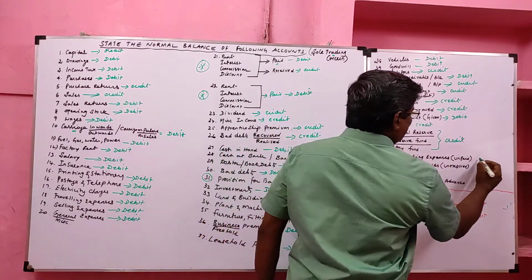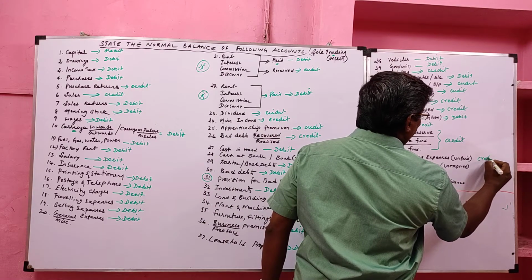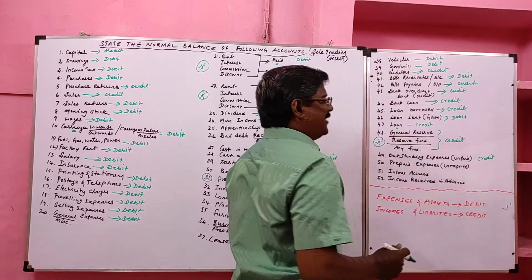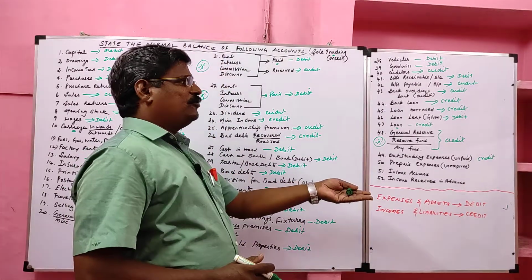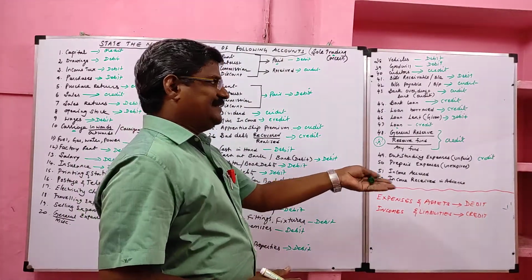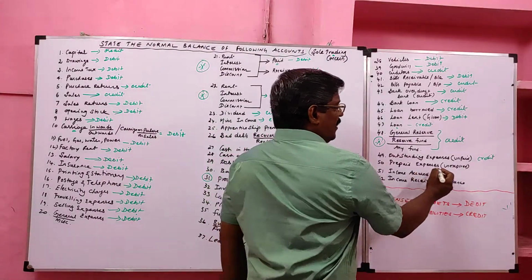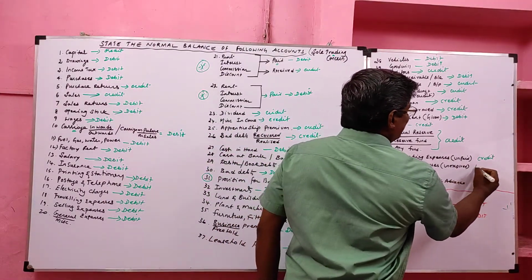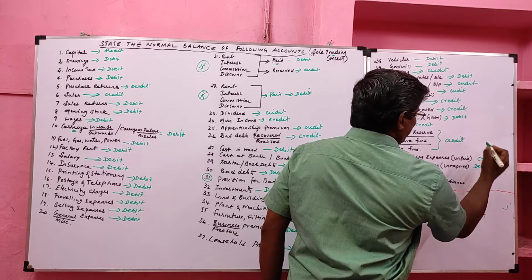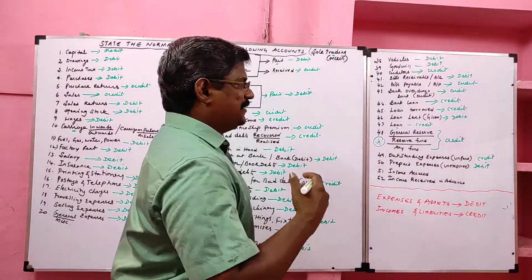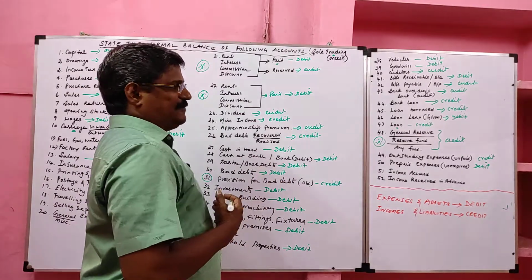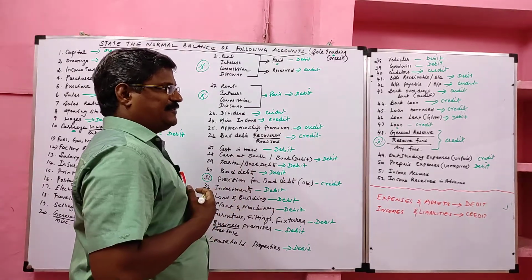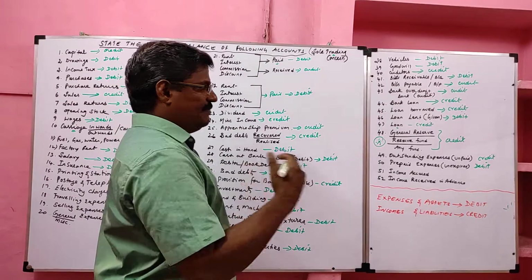Outstanding expenses are expenses incurred but not paid. We have to pay the amount to somebody, so it is a liability, credit. Prepaid or unexpired expenses are an asset, debit. We paid the amount for next year's expenses; that is prepaid, unexpired or carry forward expenses. These are all assets, debit.